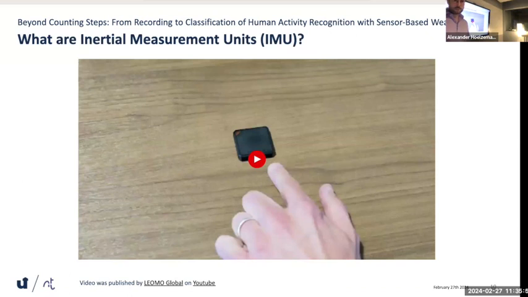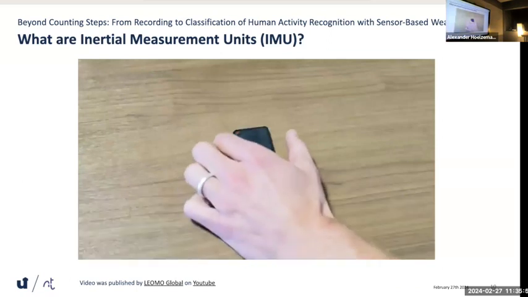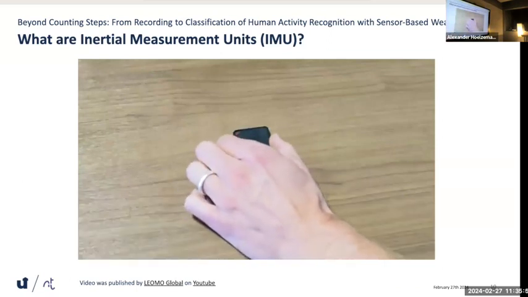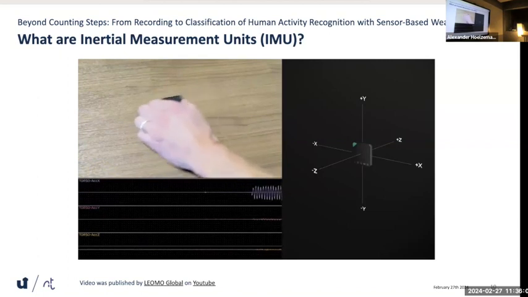What are IMUs, inertial measurement units? Can you see the video? Okay. So IMU is a collective term for three types of sensors. We have accelerometers, we have gyroscopes, and we have magnetometers. You can see here now an accelerometer signal.